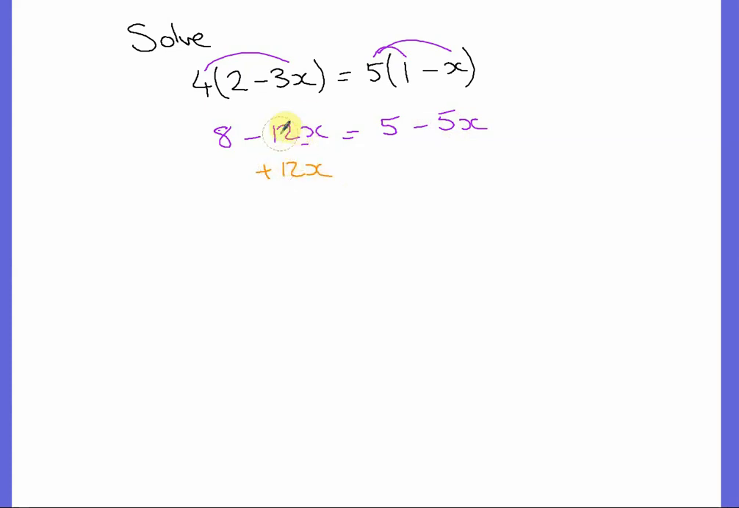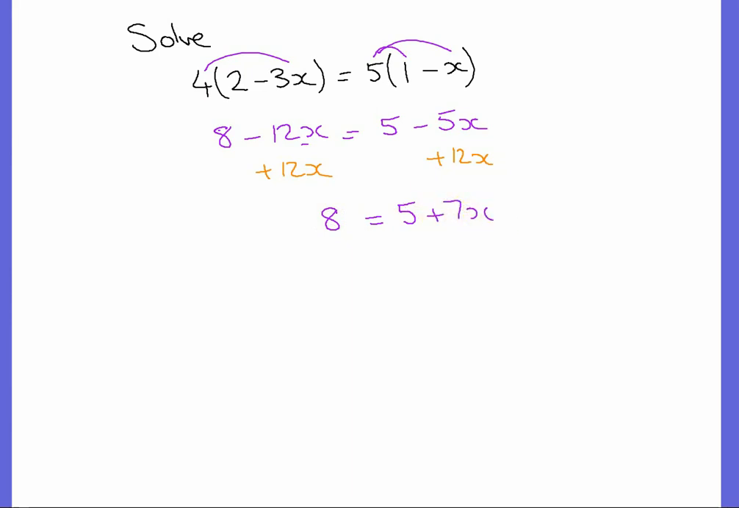If I took away, I'd actually have minus 24. So we have to add 12x to both sides. What will that look like? Well, on the left, I'm going to be left with 8, and on the right, I've got 5 plus 7x.